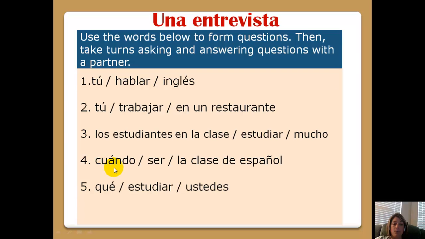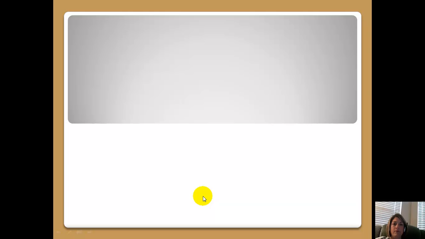All right, on 4, cuándo means when. Ser is to be. La clase de español is Spanish class. So when is Spanish class? ¿Cuándo es la clase de español? So it goes interrogative, verb, subject. ¿Qué, what, estudiar, study, ustedes, y'all? So what do y'all study? ¿Qué estudian ustedes? Muy bien, hasta luego.